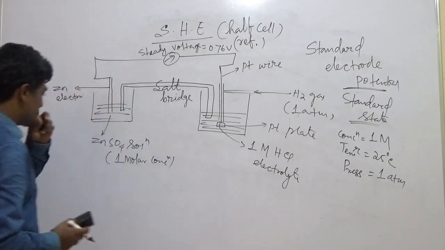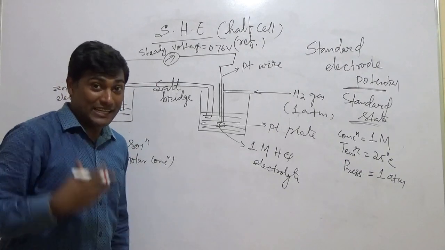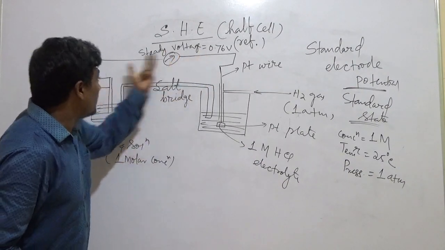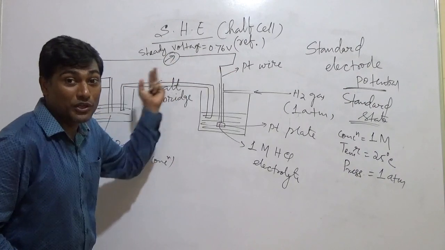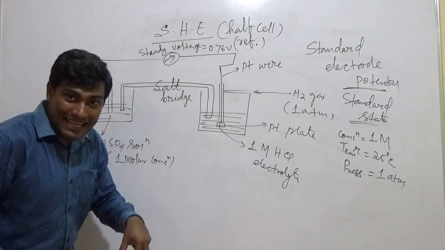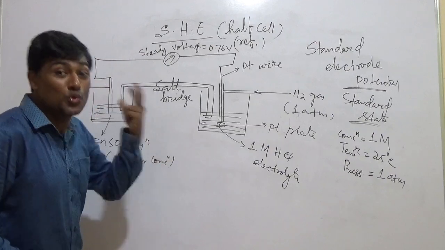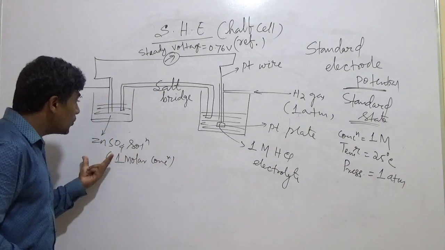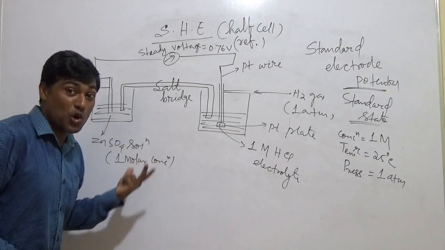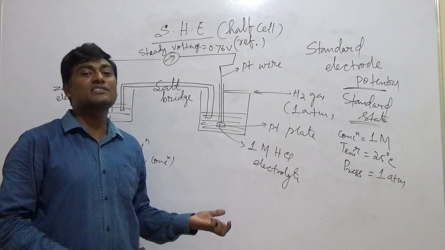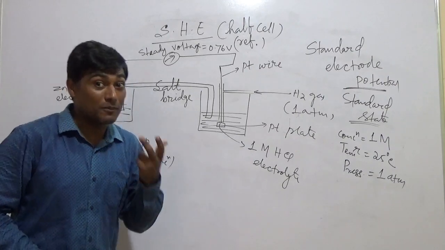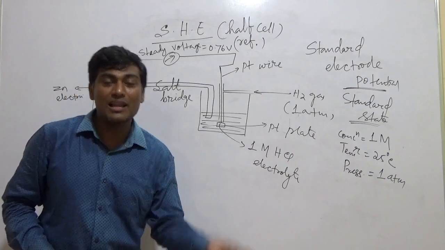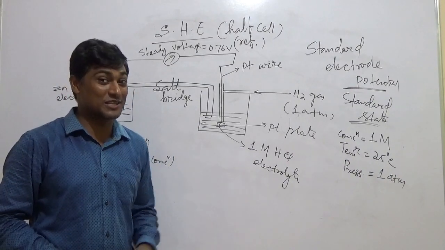Let me tell you that this voltage is due to the extent of electrons flowing through the wire, and the extent to which electrons are flowing through the wire depends on how many electrons are produced in the oxidation half cell and how many electrons are received in the reduction half cell. But the problem once again is which of them is the oxidation half cell and which is the reduction half cell. Did you get me now?